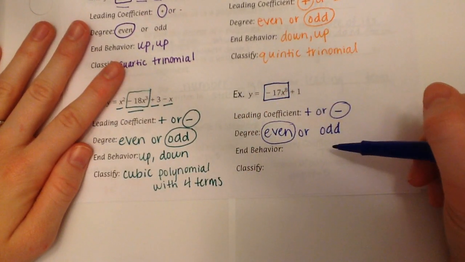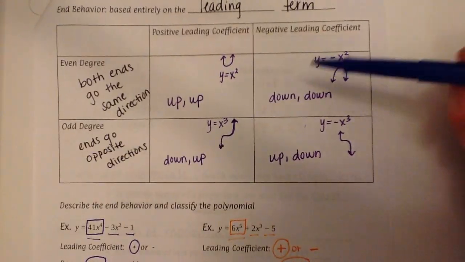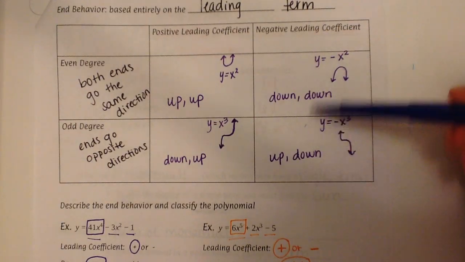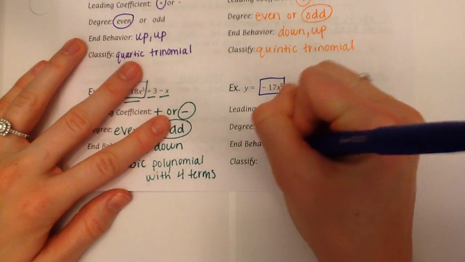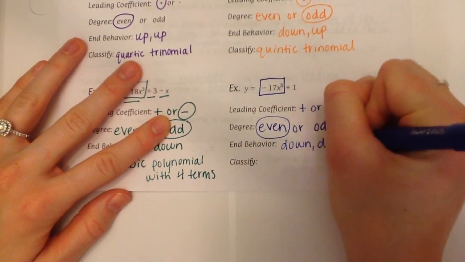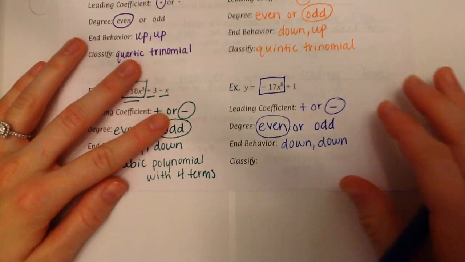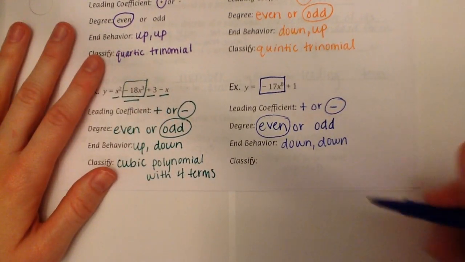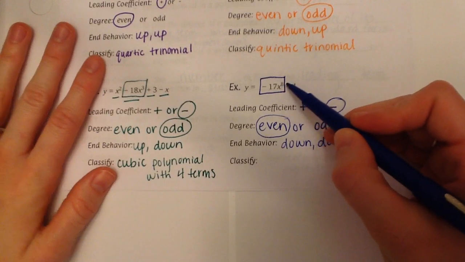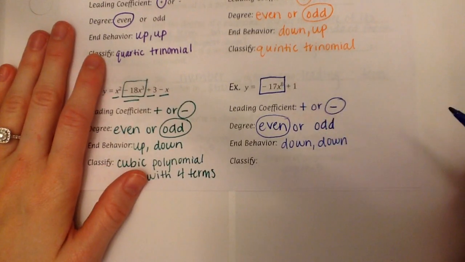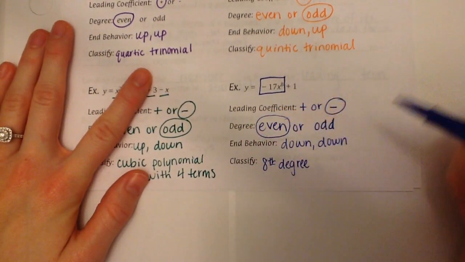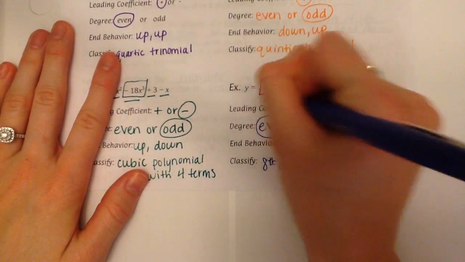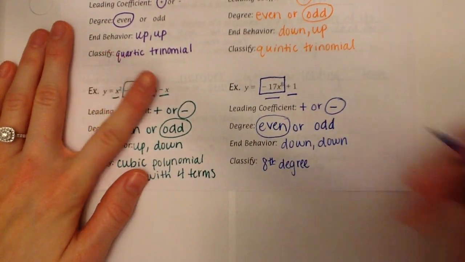So next we have to find our end behavior. Going back up to our table, we have a negative leading coefficient, and we have an even degree. So we're going down and then down. Your end behavior would be down, down. And then our last step is to classify it. First we classify it by the degree. Our degree is 8, so it's just going to be 8th degree. Then you classify it by the number of terms. Well, we have 2 terms. When you have 2 terms, that is a binomial.